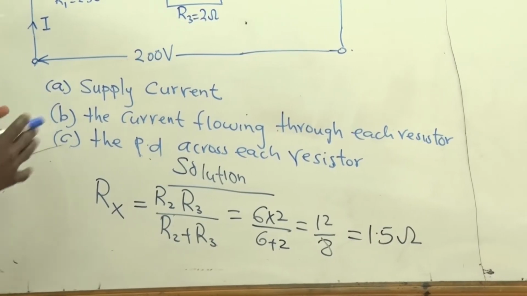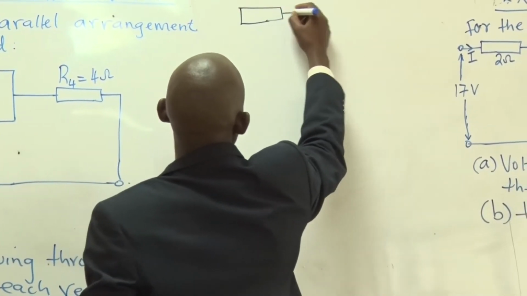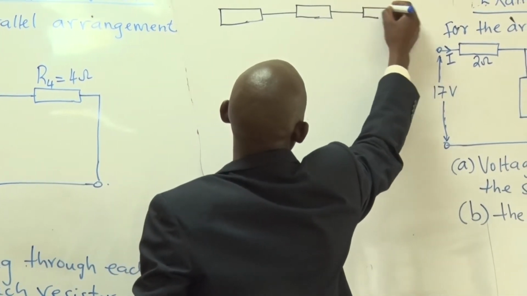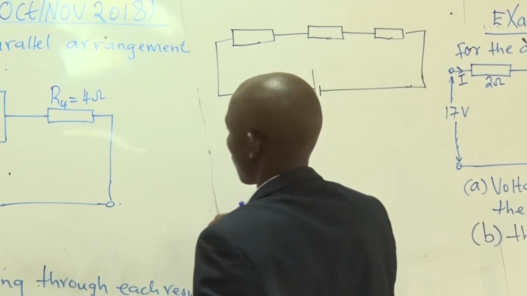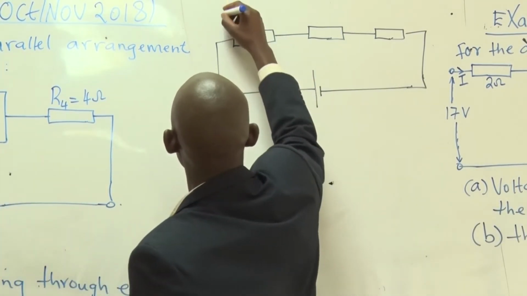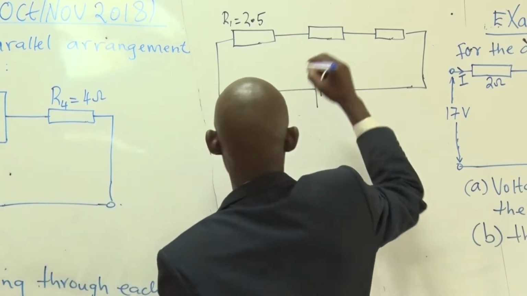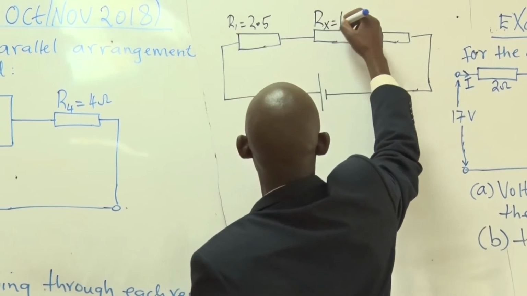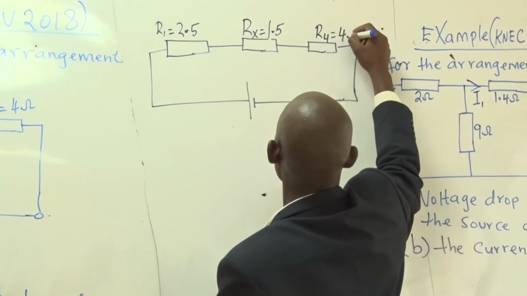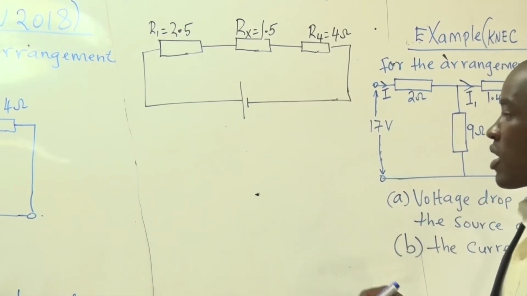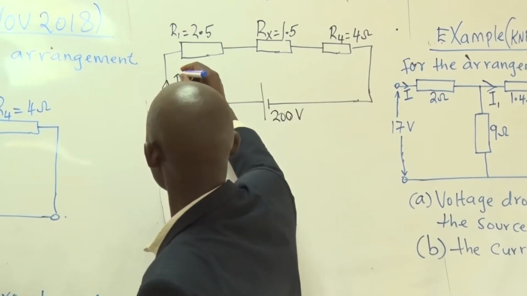So basically we can redraw the circuit and visualize the kind of circuit we are remaining with. If you come to this other side, now we have combined these resistors. We have three resistors like this. Remember, R1 is equal to 2.5. We have now said this part has been reduced into one resistor. This is Rx, which is equal to 1.5. And this other resistor, R4, is equal to 4 ohms. So basically what I'm saying is we have reduced everything into a series circuit, with the current flowing there.